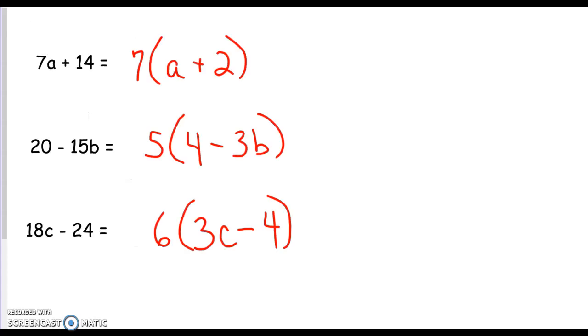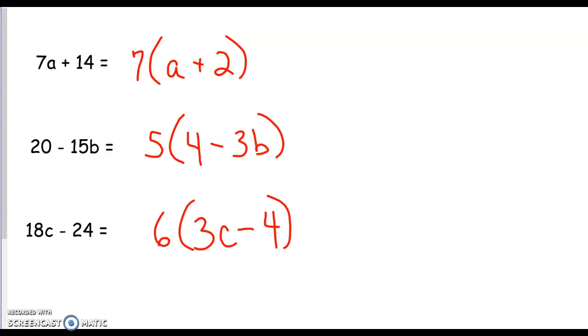All right, there you go. First one, we factored out 7. 7 times (a plus 2). Next one, the greatest common factor is 5. It's 5 times 4 is 20, minus 3b. 5 times 3b is 15b.